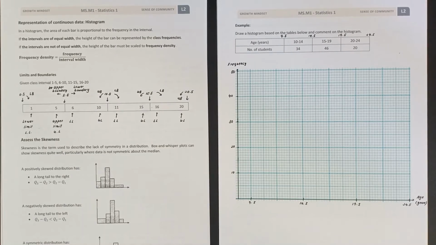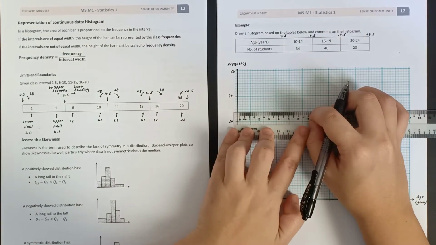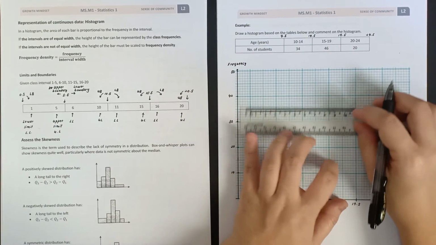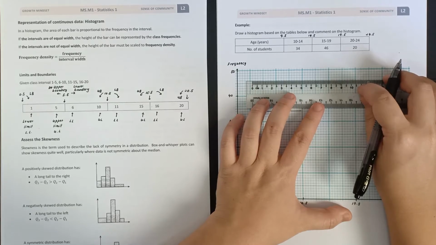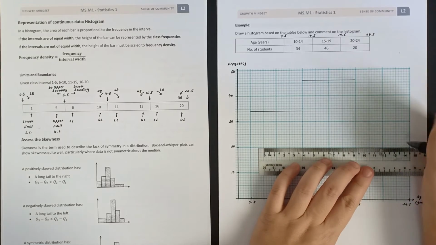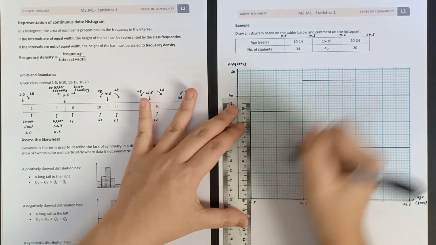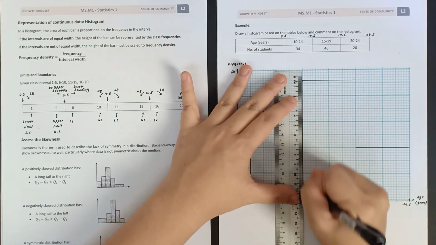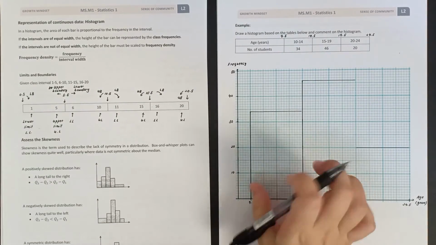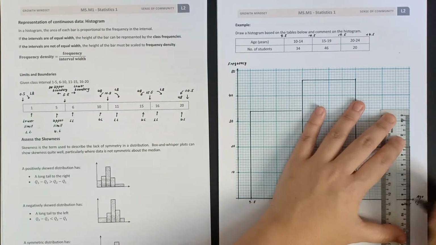Now you can start to draw 34, 46, and then 20. You must remember for histogram you don't have any space between your bar. It's not like your bar chart. It's going to be continuous. There's no space between your bar. So this is a histogram. Okay, finish.